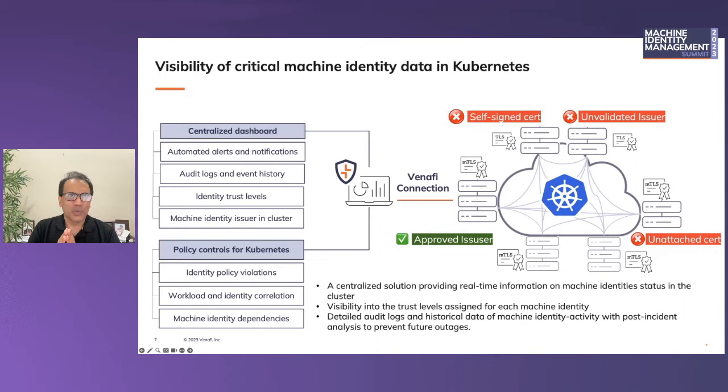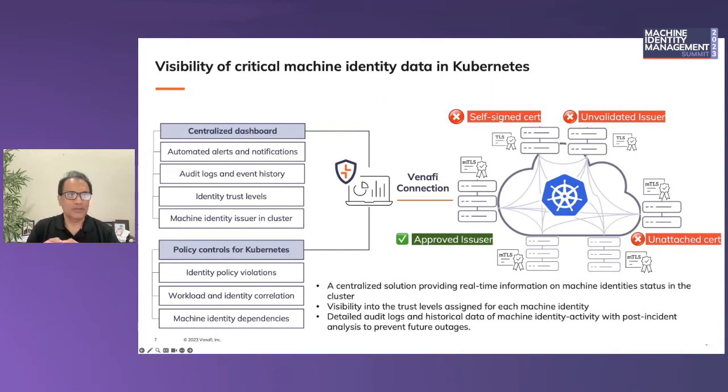When you look at the use cases or the scenarios that we talk about, we need to ensure that there are automated alerts and notifications. There are audit logs. There is the ability to define multiple trust levels, and a machine identity issuer that is specific to a cluster that ties back to a platform where you're managing all of the CAs. So in this case, a machine identity issuer that is connected back to your Venafi platform.